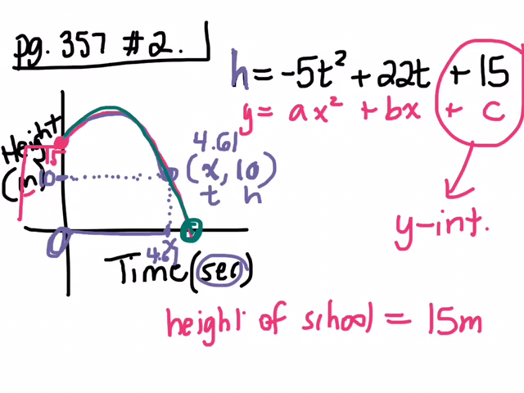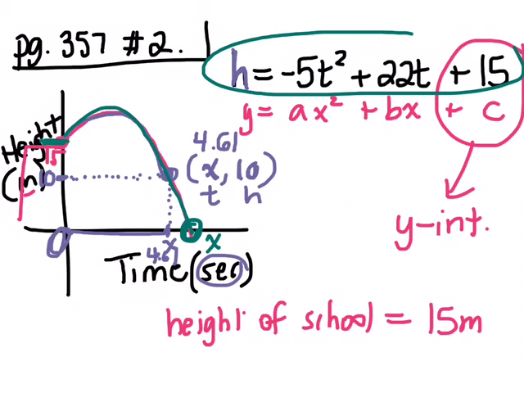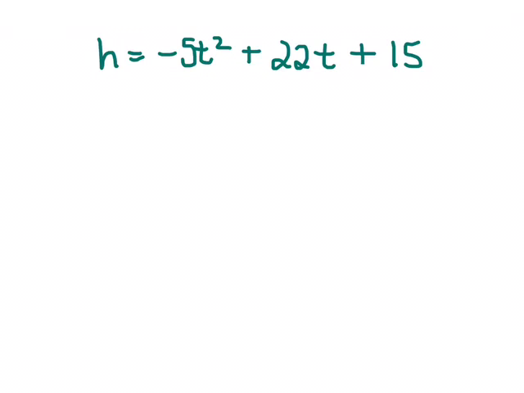So I want to know the x value from my original equation, right? When height is 15, I want to know what x is equal to. We just found out what x is equal to when height was 10, but now let's do the same thing. Find the x value, so quadratic formula, using the original equation. The original equation is h equals negative 5t squared plus 22t plus 15, right? So we're going to use the quadratic formula. What is a equal to?